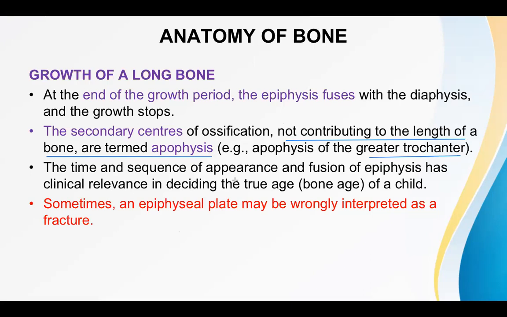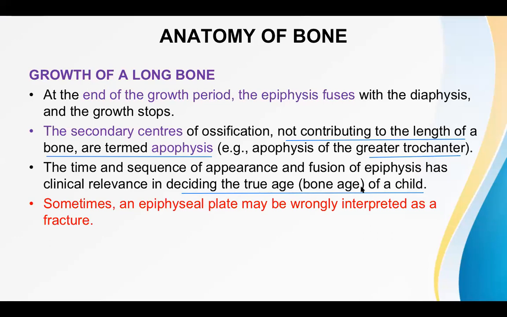The time and sequence of the appearance and fusion of epiphysis has got clinical relevance in deciding the true age, which is called bone age of a child. Now, at what age it appears and at what age it gets fused with the main bone? It is altogether a different type of education or knowledge. This is called bone age, which is a part of forensic medicine.